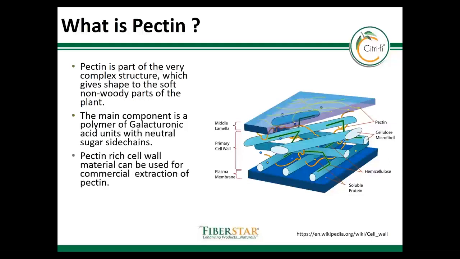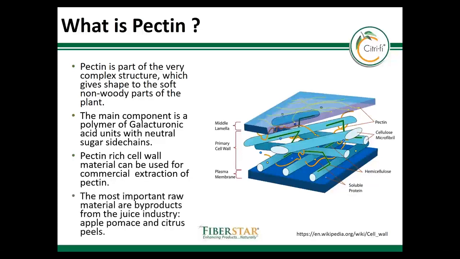Pectin-rich cell wall material serves as the source of commercial pectin production. The most important raw materials are byproducts from the apple juice and citrus juice industries. Typically, dried apple pomace or citrus peels are used to extract the pectin, and this is normally done by treatment with acids and precipitation by solvents.